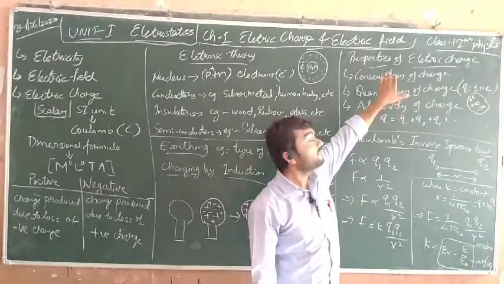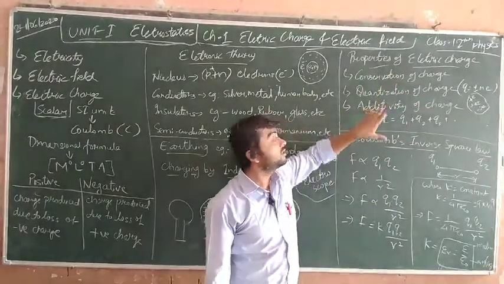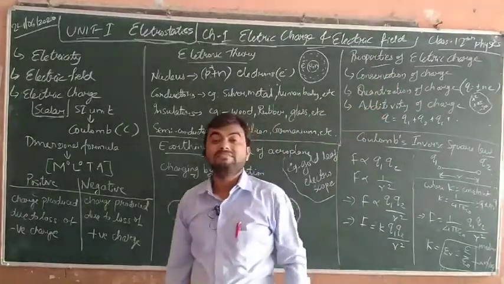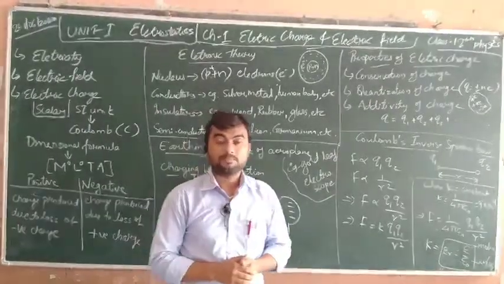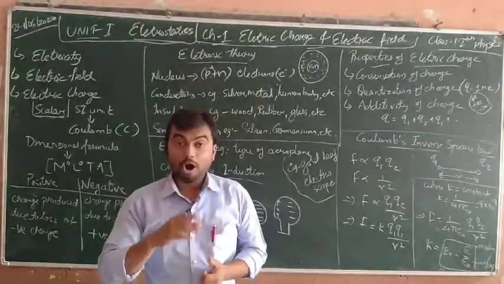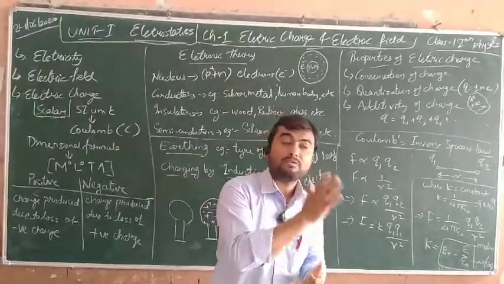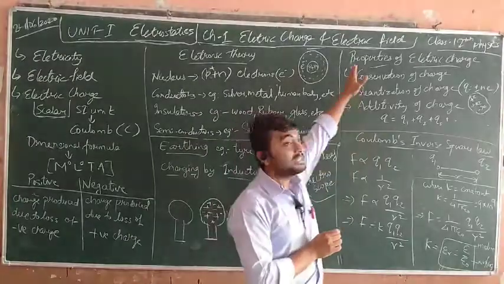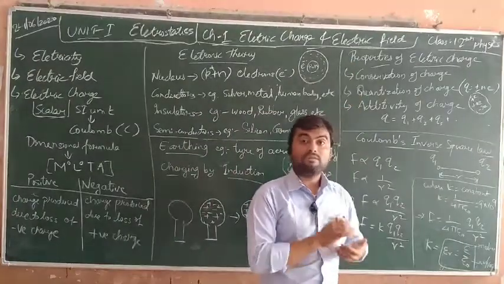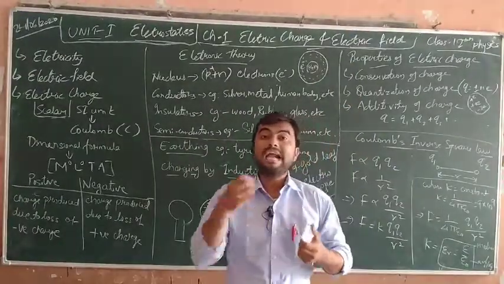Okay. So first was conservation, second was quantization, and third is additivity. Additivity of charge is defined as: the total electric charge on an object is equal to the sum of all the charges present. Simply, we can say the property of electric charge is that it always has a property to add itself.